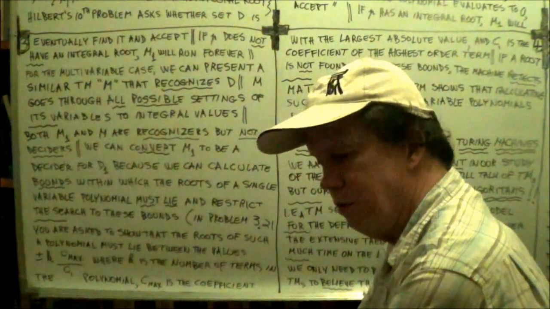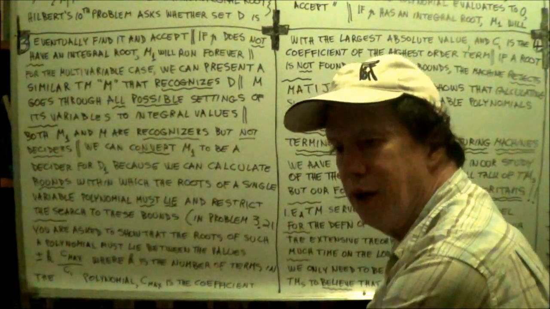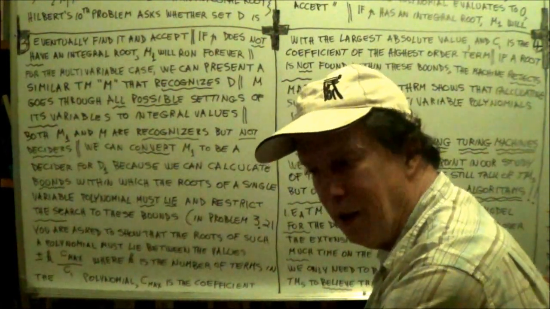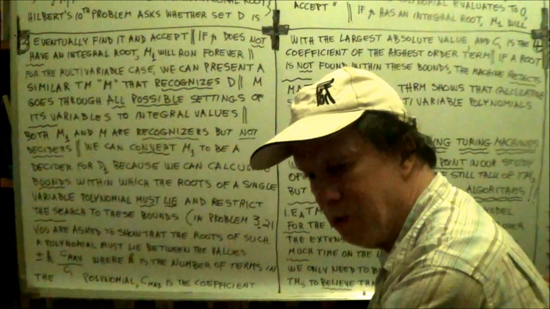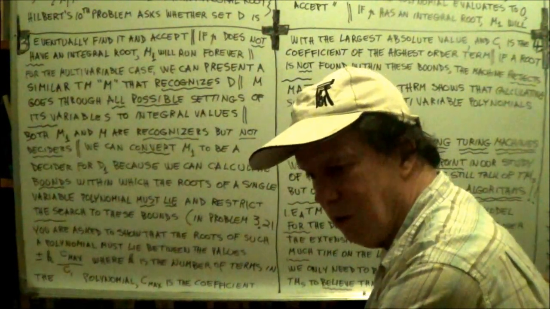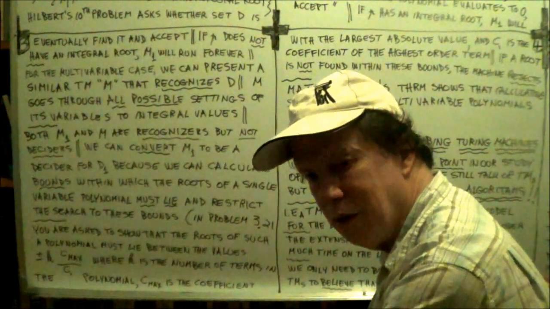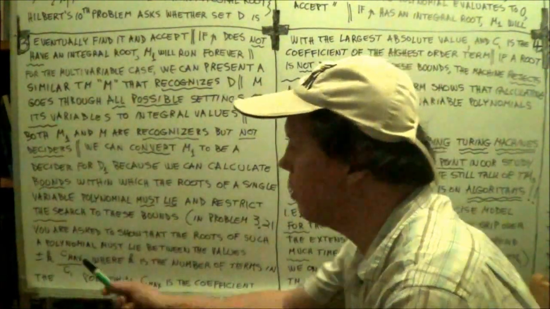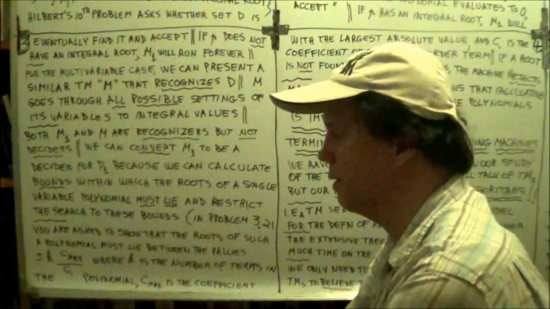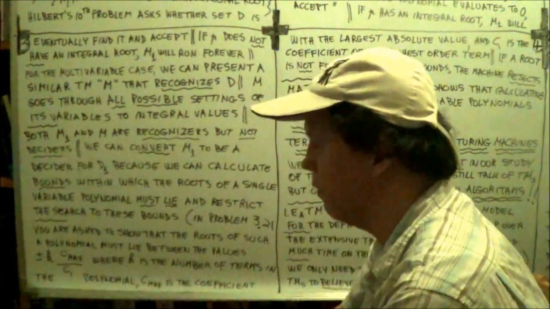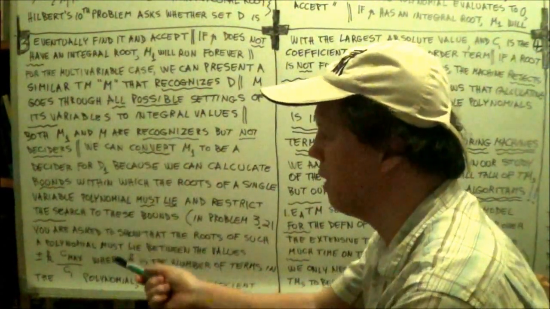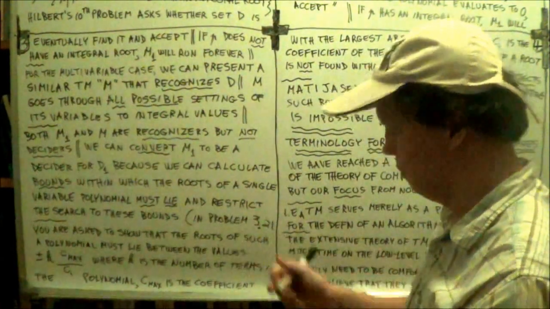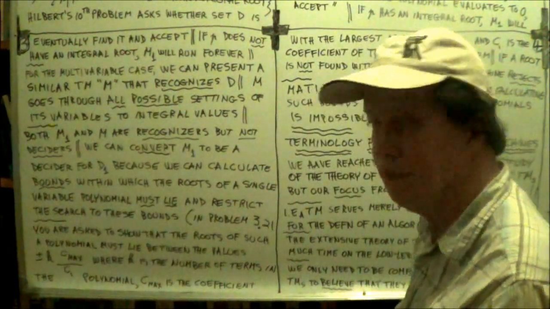So your Turing machine M1, the algorithm, would then be: test all values of x lying between plus or minus 7, and if the polynomial is not 0 for all of those cases, then reject. There's no root. Okay, and showing the limits, the bounds as they're called, of the form plus minus k times c max divided by c1, that's one of the problems. Problem 3.21.